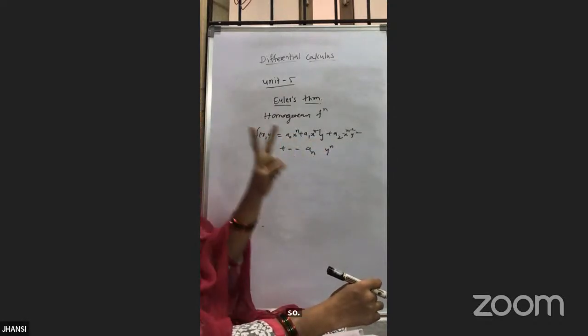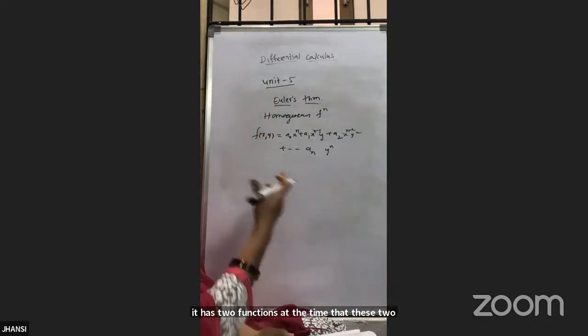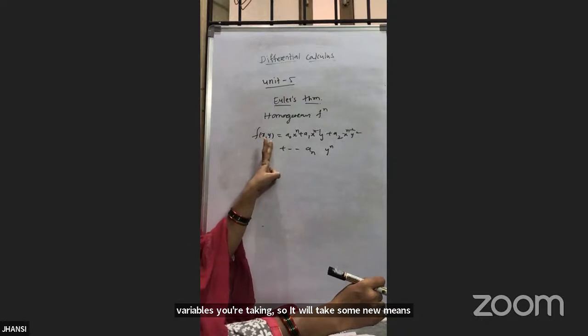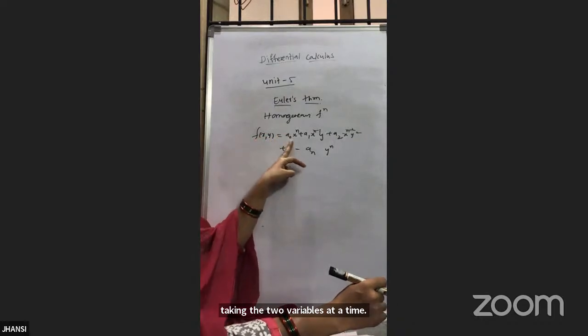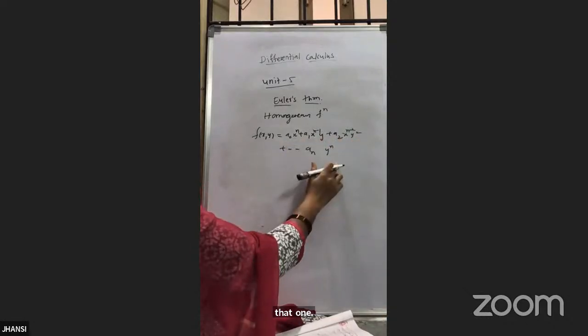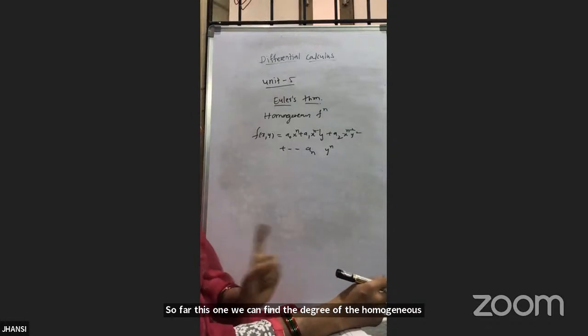Here we are taking two variables at a time. If you take a single variable, you write the function f of x. If you take two variables at a time, then f of x comma y equals a0, and you expand that one. From this, we can find the degree of the homogeneous function. That is a 1 mark question you will have in the examination.